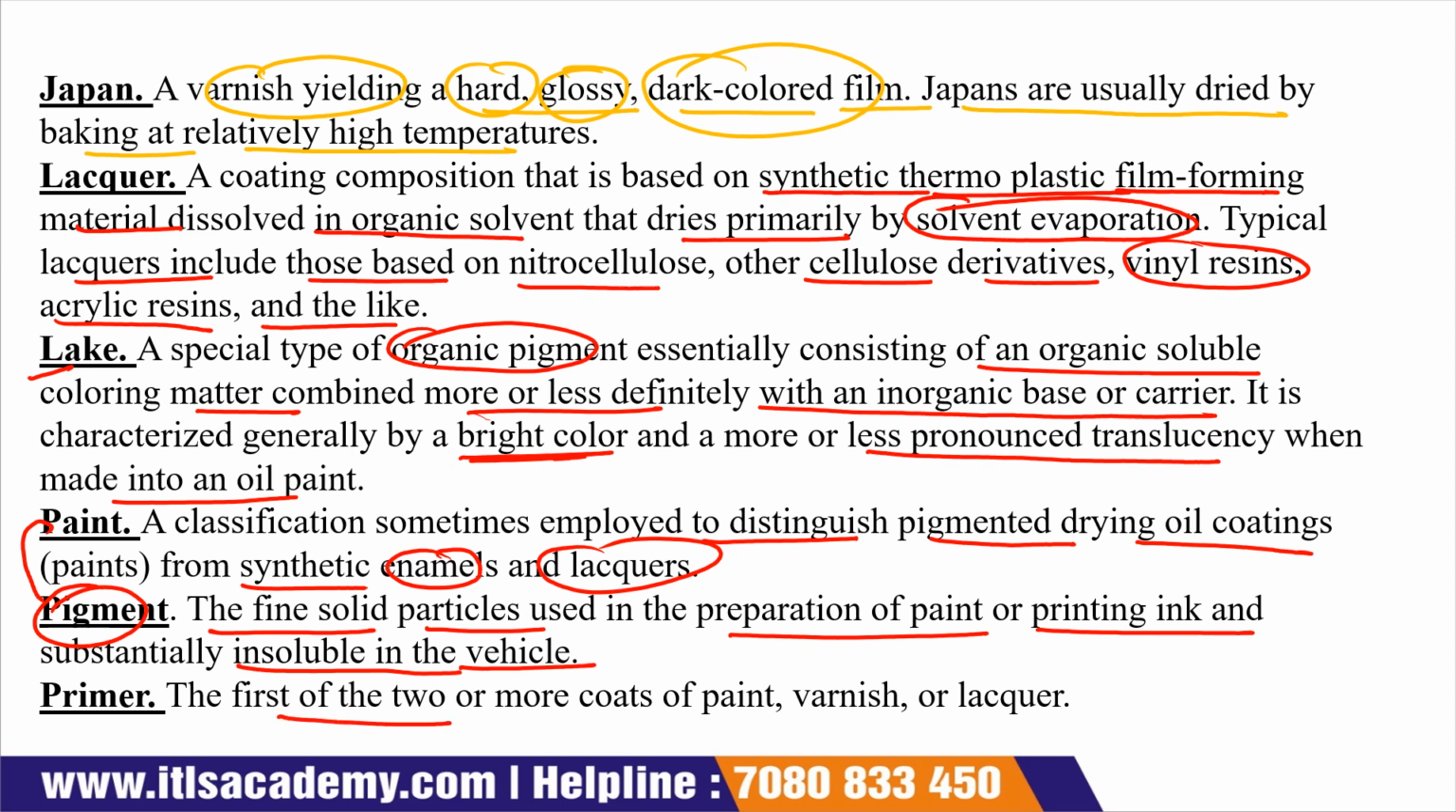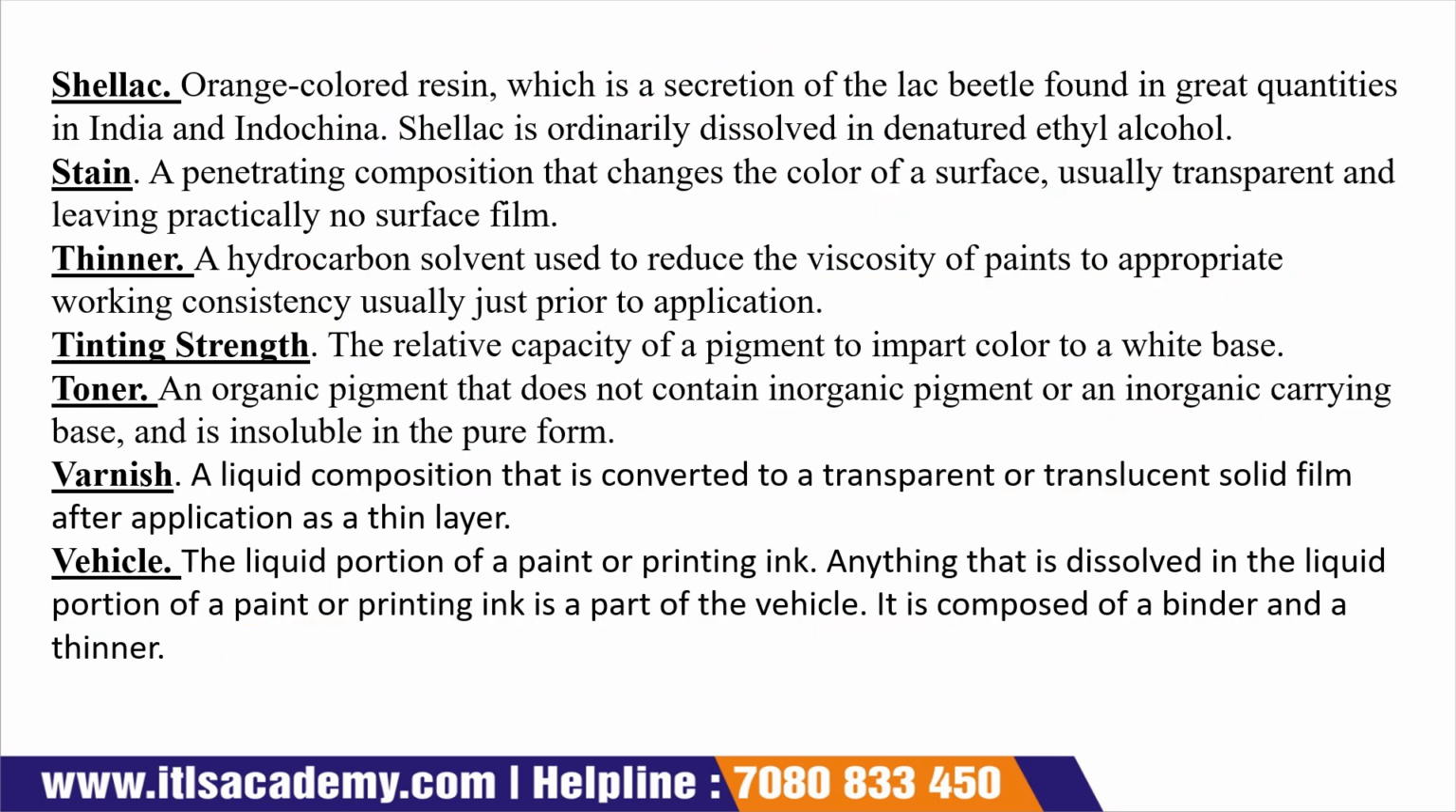Primer: the first of two or more coats of paint, varnish or lacquer. Now the next is shellac. It is an orange colored resin obtained from the secretion of the lac bug, which is found in great quantities in India and Indochina. Shellac is ordinarily dissolved in denatured ethyl alcohol. Next is stain: a penetrating composition which changes the color of the surface, usually transparent and leaving practically no surface film.